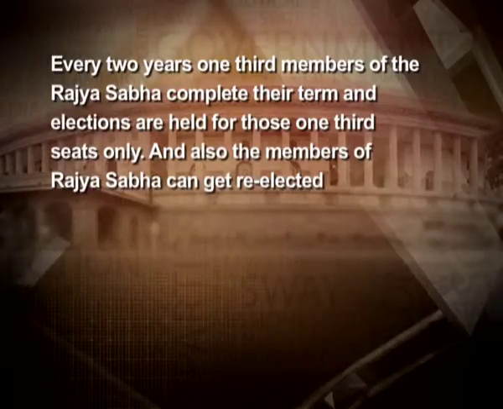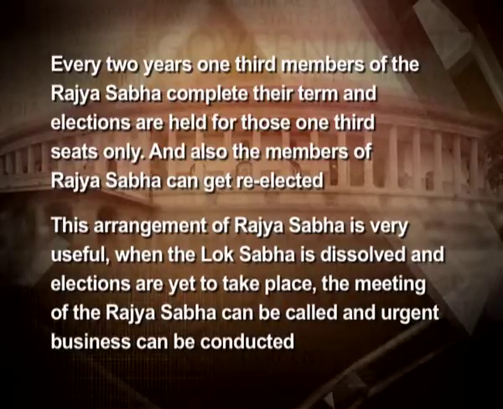Let's understand this. Members of the Rajya Sabha are elected for a term of 6 years. All members of the Rajya Sabha do not complete their term at the same time. Every 2 years, 1/3 members of the Rajya Sabha complete their term and elections are held for those 1/3 seats only. And also, the members of Rajya Sabha can get re-elected. This arrangement of Rajya Sabha is very useful when the Lok Sabha is dissolved and elections are yet to take place. The meeting of the Rajya Sabha can be called and urgent business can be conducted.